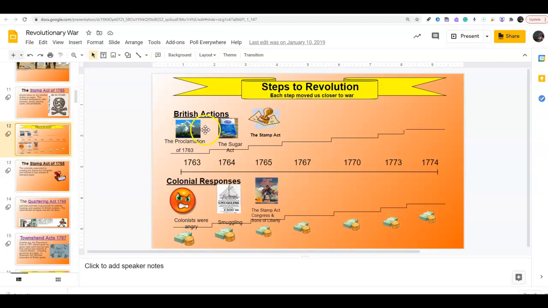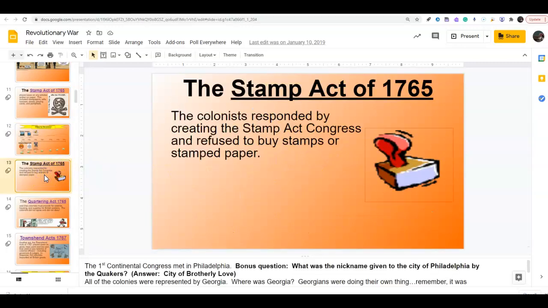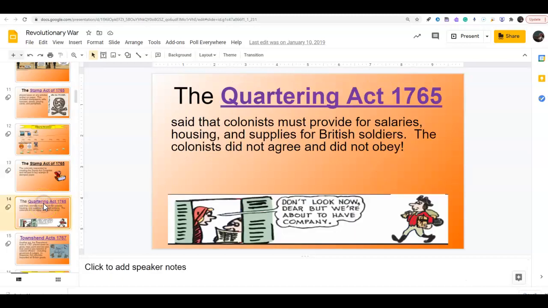If you look here, you got the British actions, you have colonial responses. This will help you fill out your paper. Eventually, we're going to end up going through that and getting to war. The Stamp Act, we get something called the Stamp Act Congress. They refused to buy stamps or stamped paper. They just started kind of making their own and making do with whatever they could.